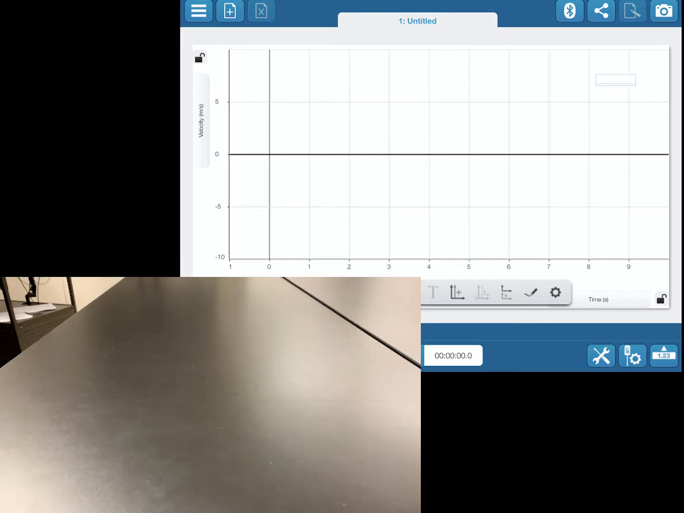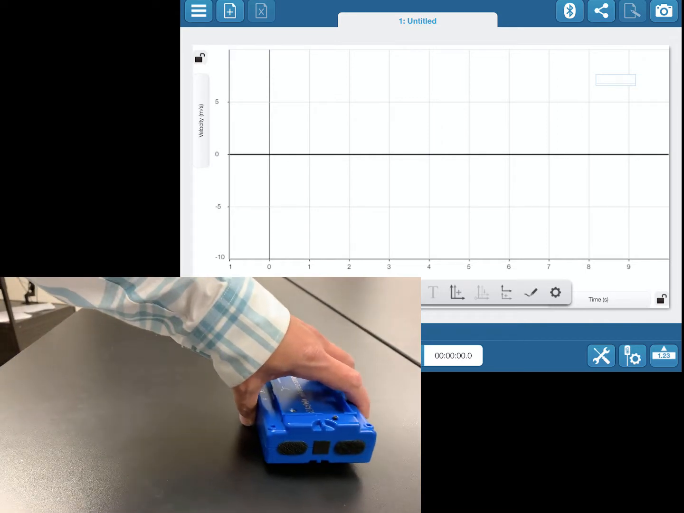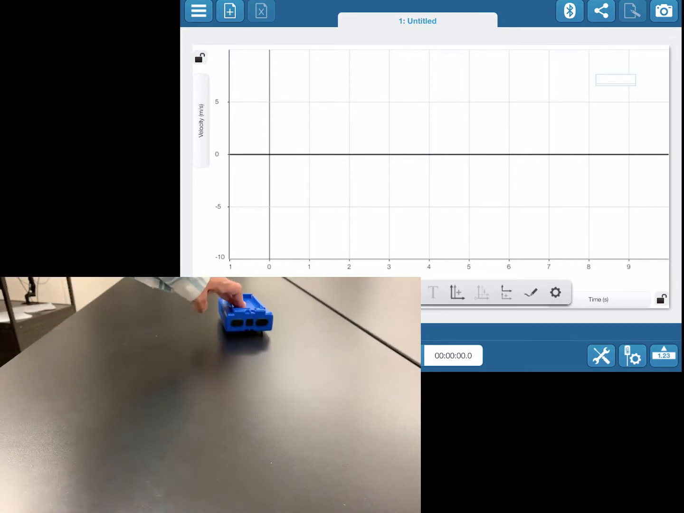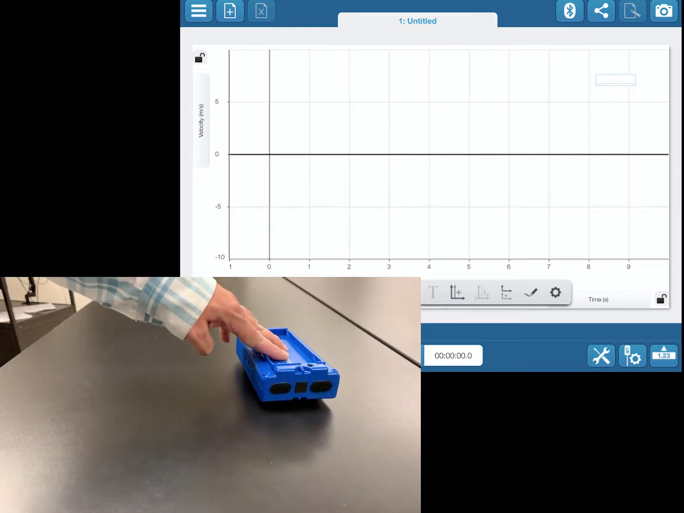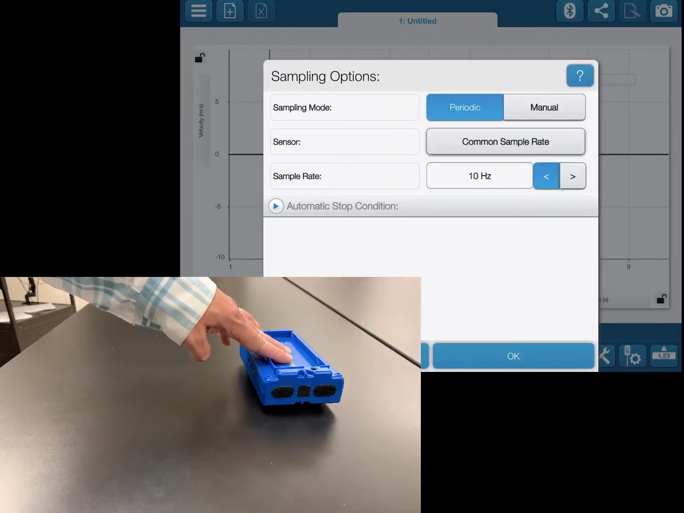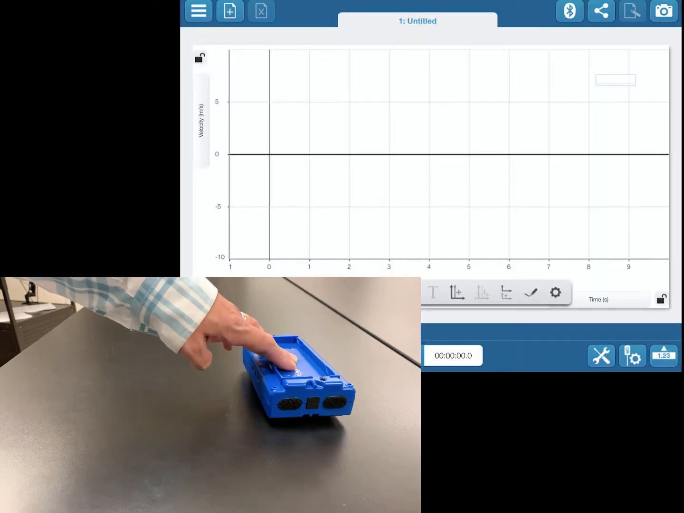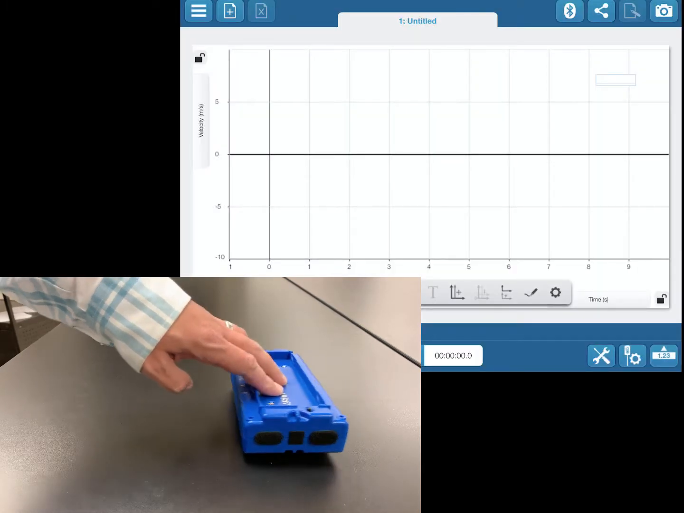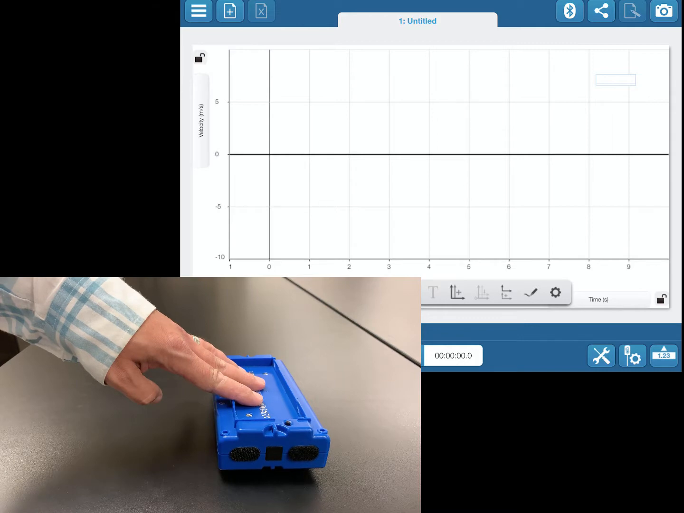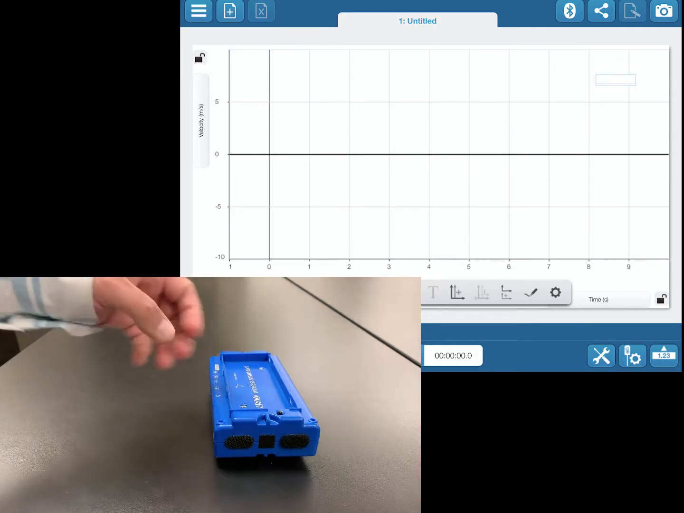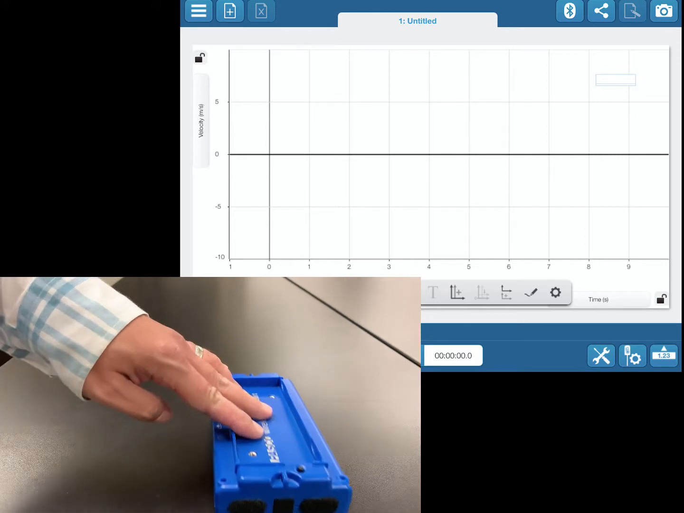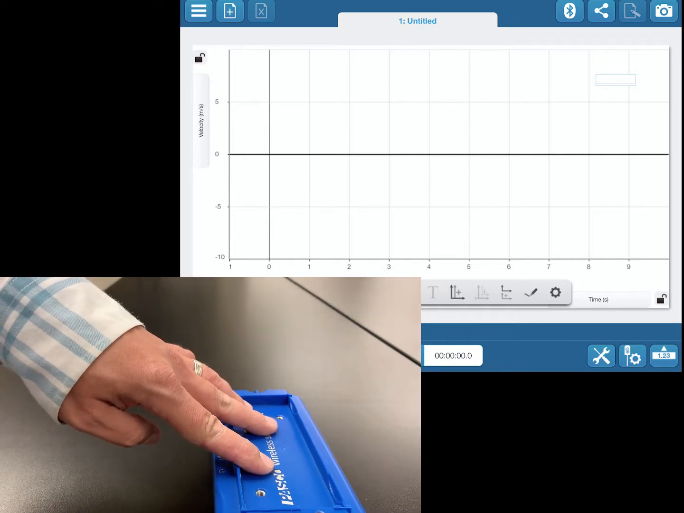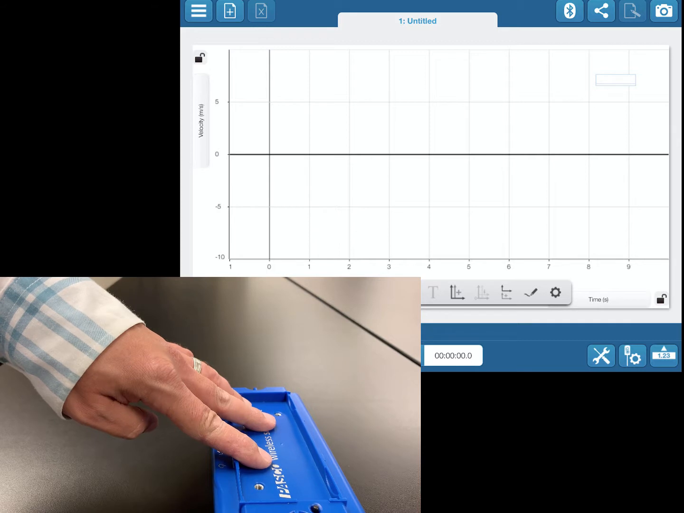So I want to start by showing you a few trends using the SmartCart. Just to clarify, this is going to be forward, this is going to be reverse. I'm going to start by showing you what that looks like going forward. Forward constant velocity, and when we say constant velocity, velocity is not changing. We have no acceleration. So I'm going to try to make this as constant as possible, and we'll see what we end up with.